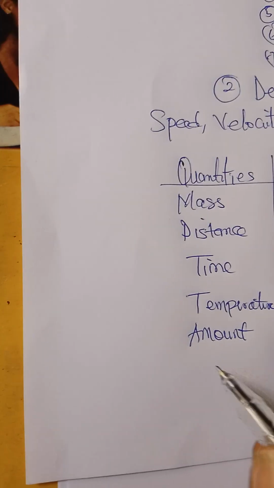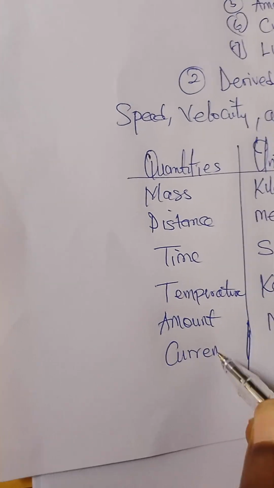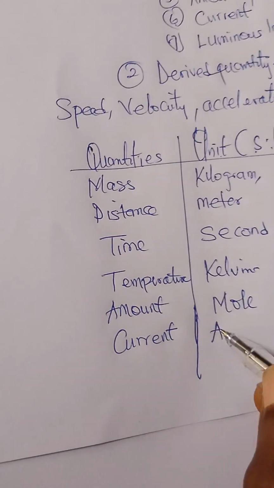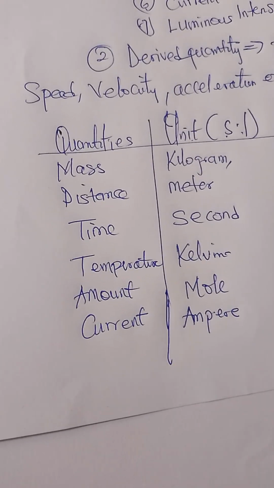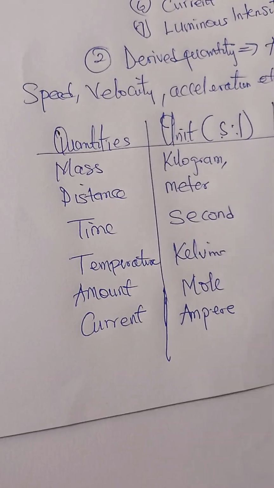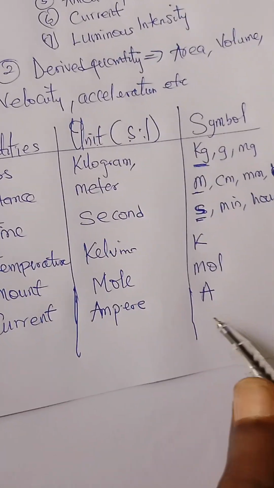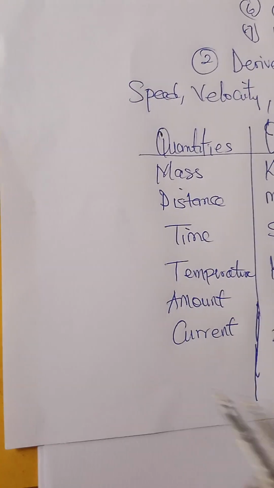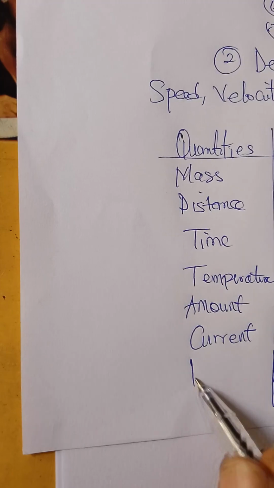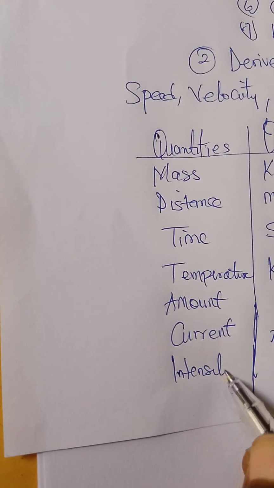Then we have electric current. Electric current is measured in ampere. You can also measure electric current in milliampere and many more units. The symbol is A, so A represents ampere. Then we have intensity, luminous intensity.